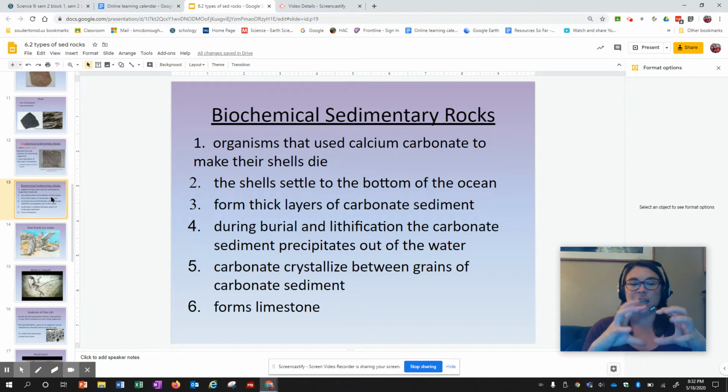As it sits and gets squished, it goes through that burial and lithification, and then some of that calcium carbonate will precipitate out into the water. It means it comes out as a solid, and then it crystallizes between grains. So it forms this crystalline limestone. I actually don't have any limestone at home. But really simply, anything where we can see evidence of past life, like shells, or fossils, like fossiliferous limestone, any kind of limestone is going to be a biochemical sedimentary rock.